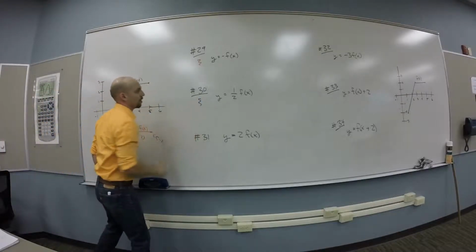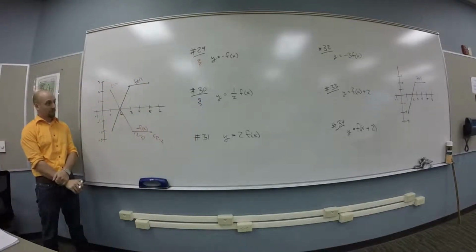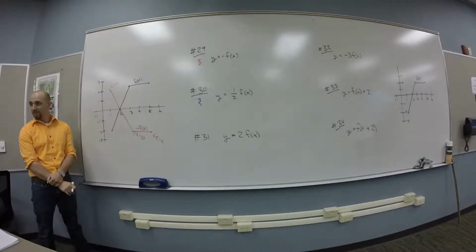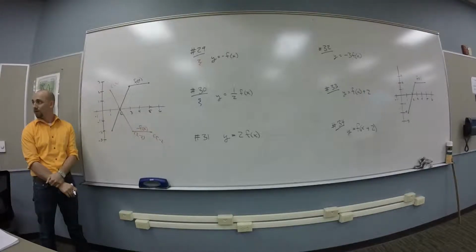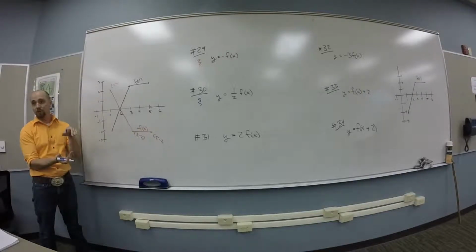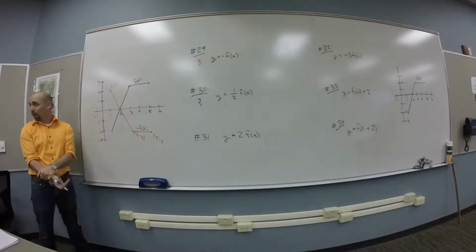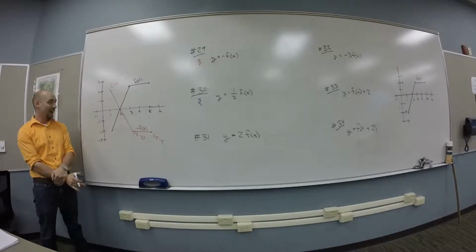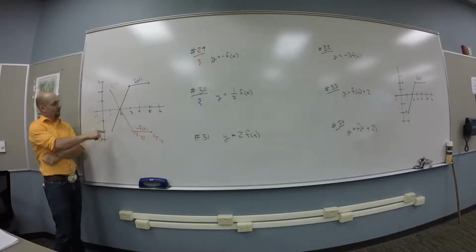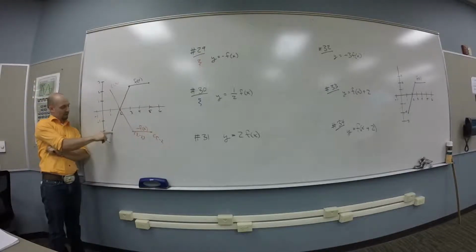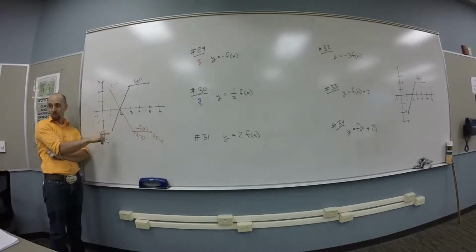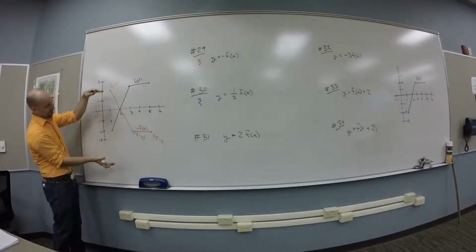How about 1/2 f of x? What's that? So 29 was a vertical flip. 30 is a vertical, yeah, a compression by a factor of 2. Or it's just multiply the y coordinates by a half, right? So if I multiply the y coordinate of this point, which is (1, -2), by a half, what do I get? (1, -1). Oh, yeah. See the squish there?